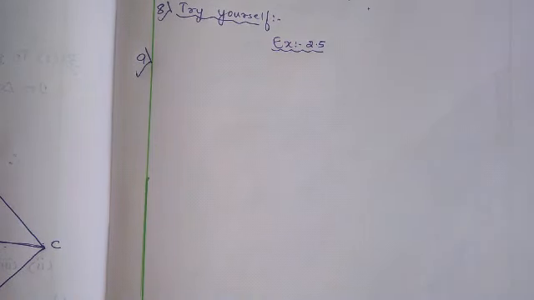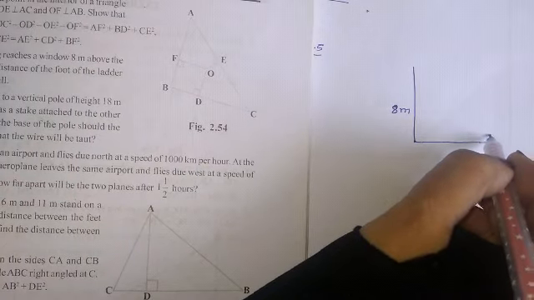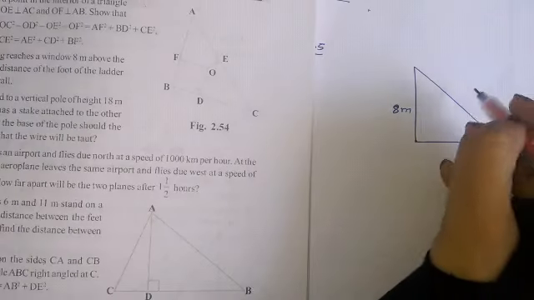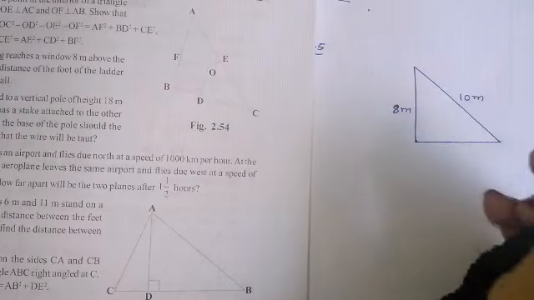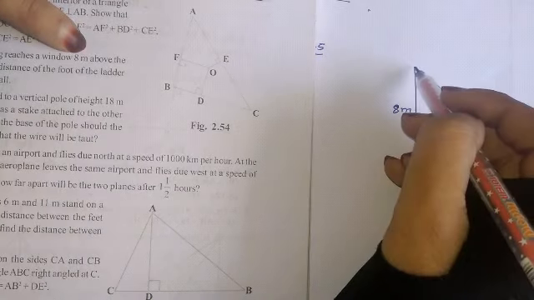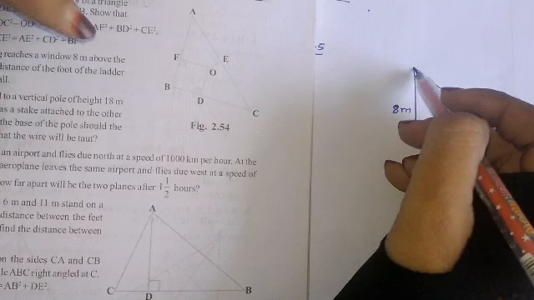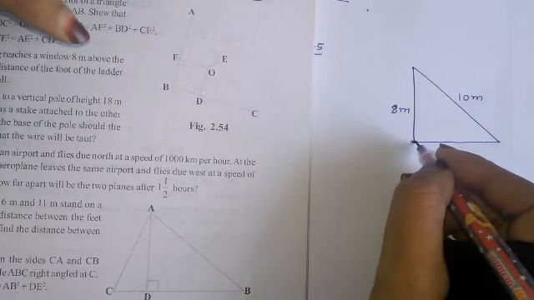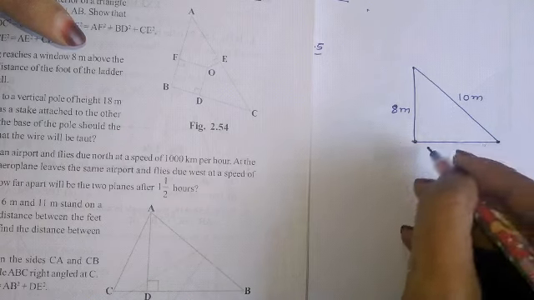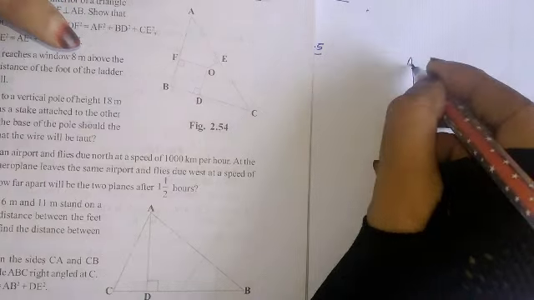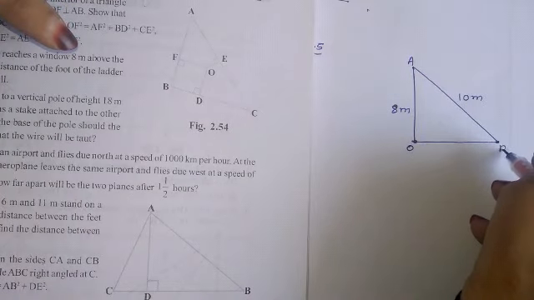This is the ground level, so the window is 8 meter above the ground, and the ladder will be in this position. A ladder 10 meter long reaches a window 8 meter above the ground. We need to find the distance between the base of the wall and the foot of the ladder. Let us write this as O, this as A and this as B.